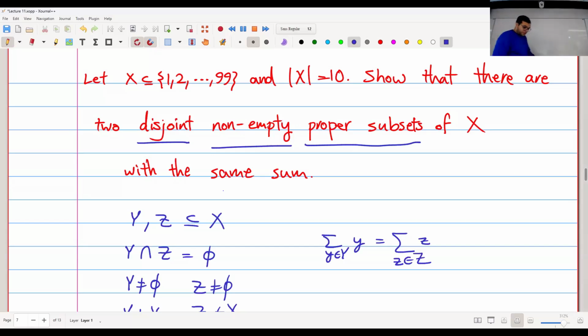The good news is we don't have any remainder business here. It's just the actual sum. I'll give you a hint, this is much easier than the previous one.